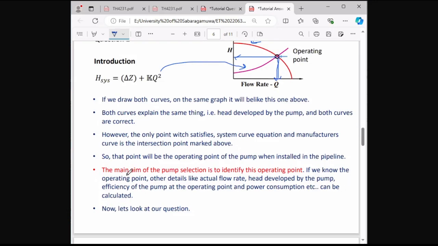The main aim of pump selection is to identify the operating point. According to the operating point, we can select our pump. According to the operating point, we can identify the flow rate and head developed by the pump. And also we can calculate the efficiency of the pump and the power consumption at the operating point.